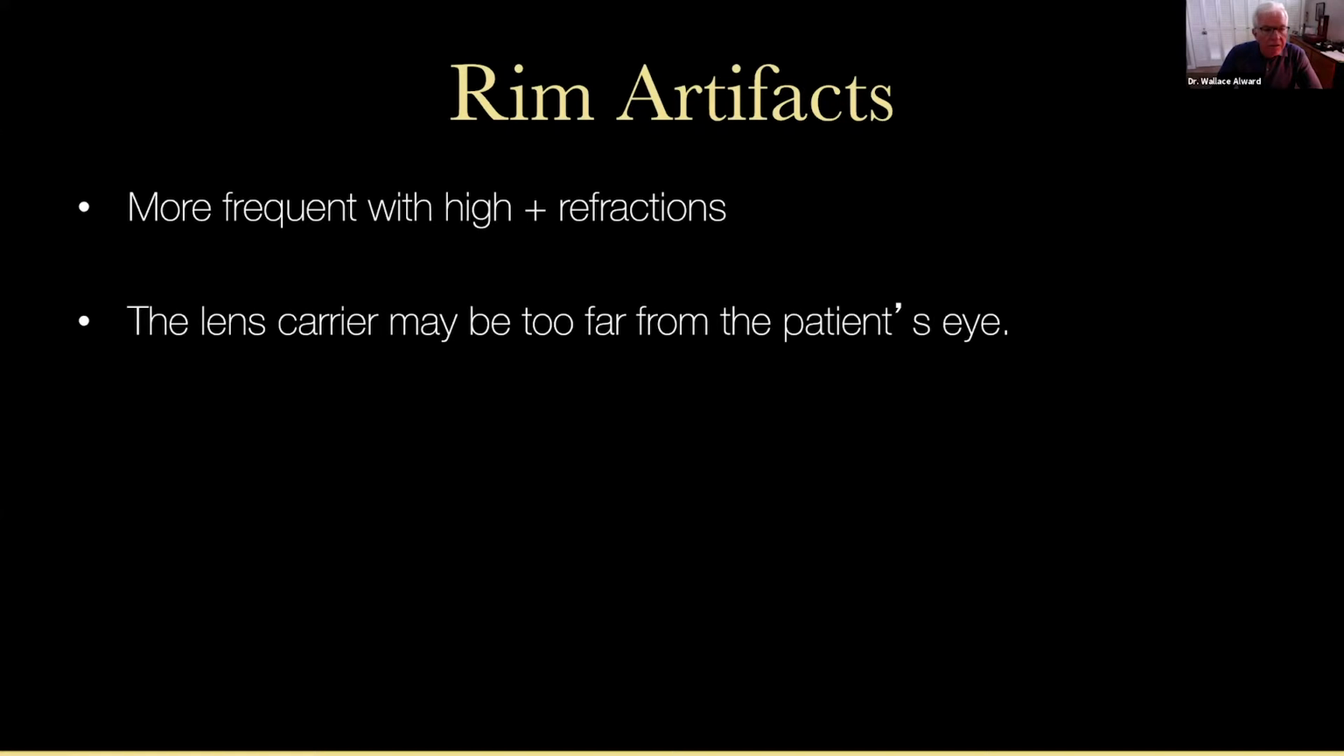Rim artifacts, usually you see those in people like aphakic patients, people with high plus refractions, less so in somebody with a minus refraction. Or the lens carrier may be set up too far from the patient's eye, or the patient may have drifted back. And so they're now seeing the edge of the lens.